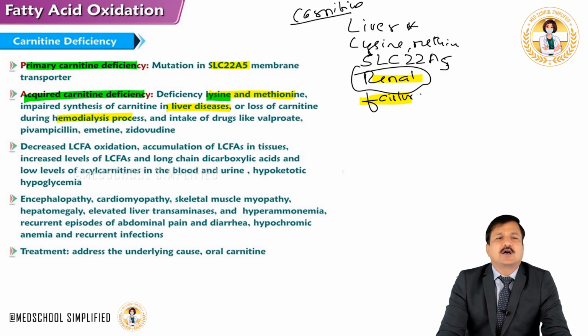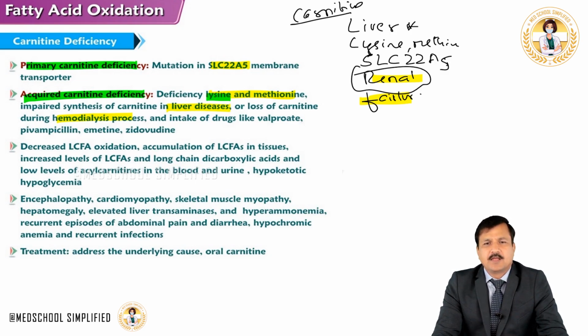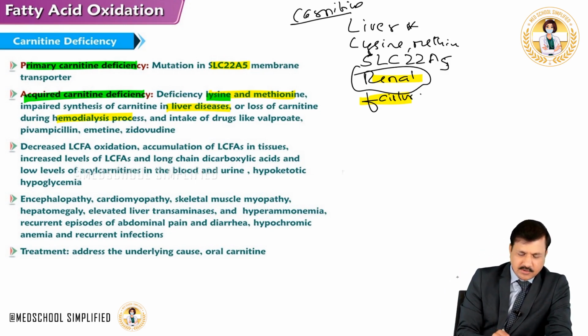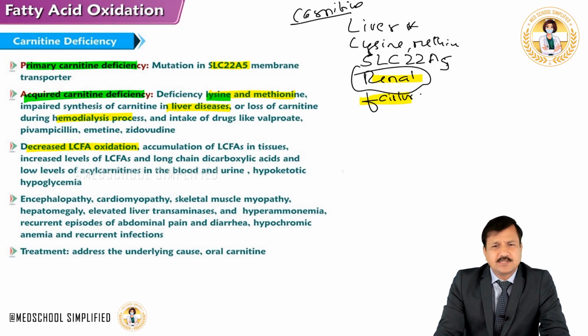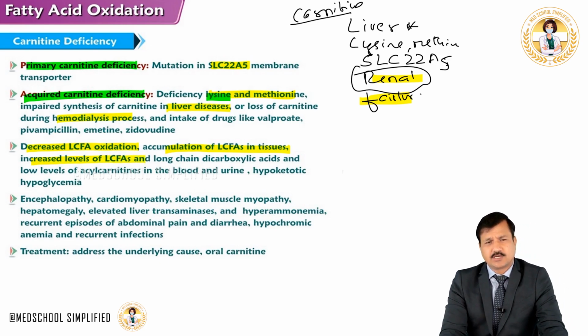Okay, so what is the effect of carnitine deficiency? Because carnitine is required for the transport of long chain fatty acids across the inner mitochondrial membrane, the deficiency of carnitine will lead to decreased oxidation of long chain fatty acids in the matrix of mitochondria. So, that's what I have written here. Decreased LCFA oxidation will lead to accumulation of long chain fatty acids in the tissues, leading to increased levels of long chain fatty acids which are building up.